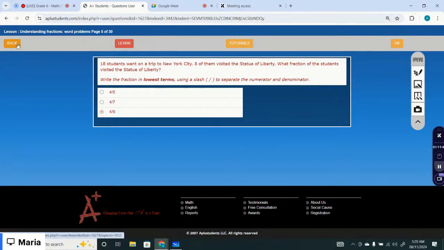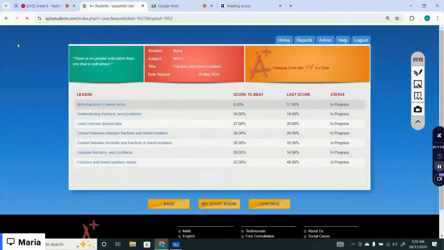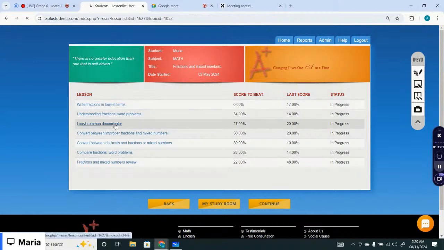Very good. Okay, you can complete the lesson by yourself today. Let me just move on to the next lesson. The next lesson is least common denominator. Let's just start with the lesson.